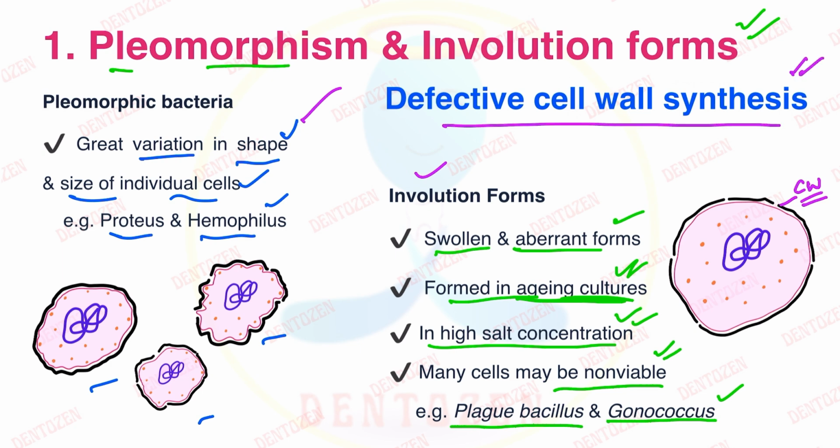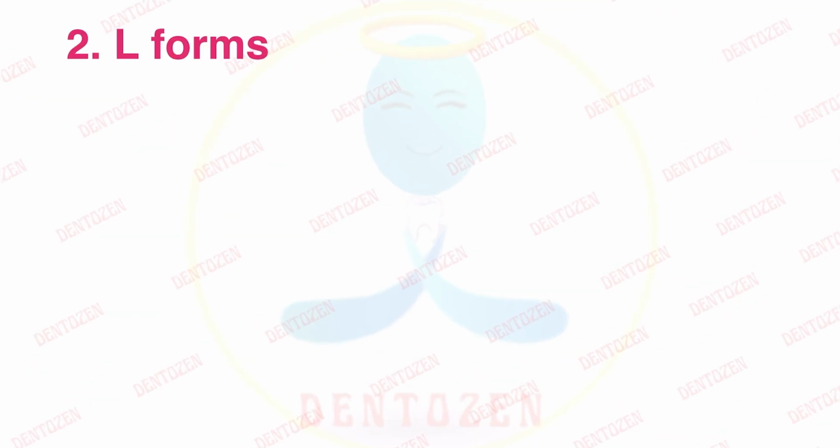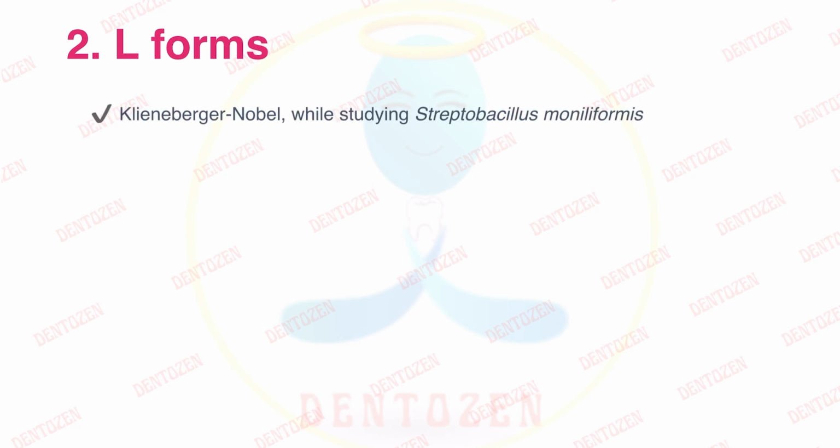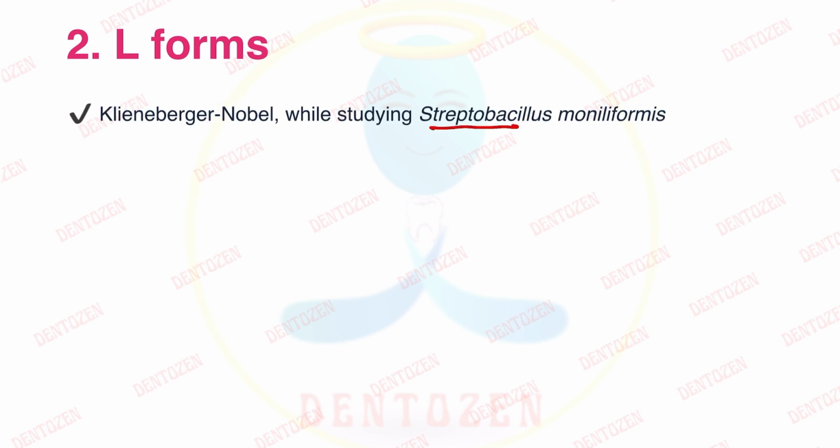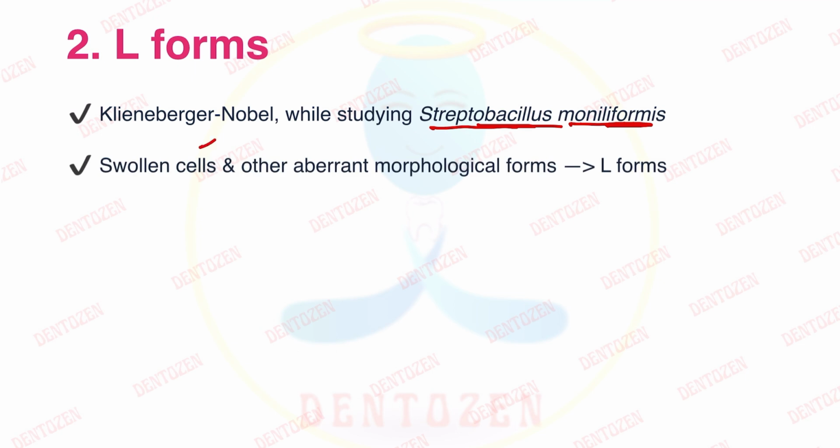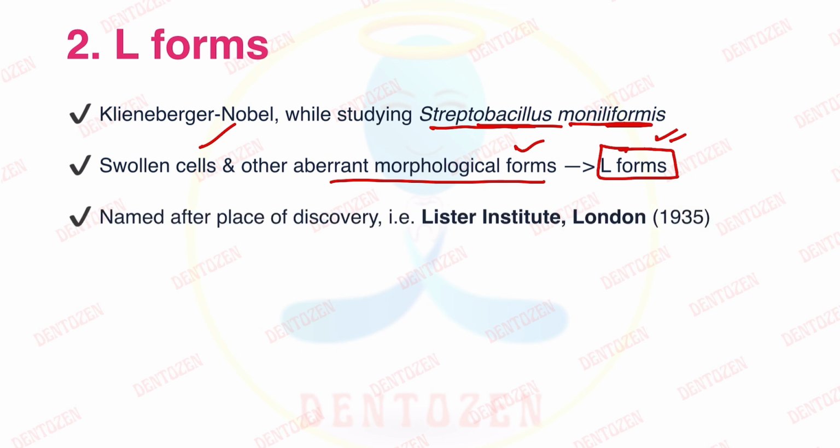Now what are L forms? So Klieneberger-Nobel, while studying Streptobacillus moniliformis, observed certain swollen cells and other aberrant morphological forms of bacteria, and she named them L forms. But why L? Why L form? Now this is named after the place where these forms were discovered, that is the Lister Institute, London. That is why they are called L forms.